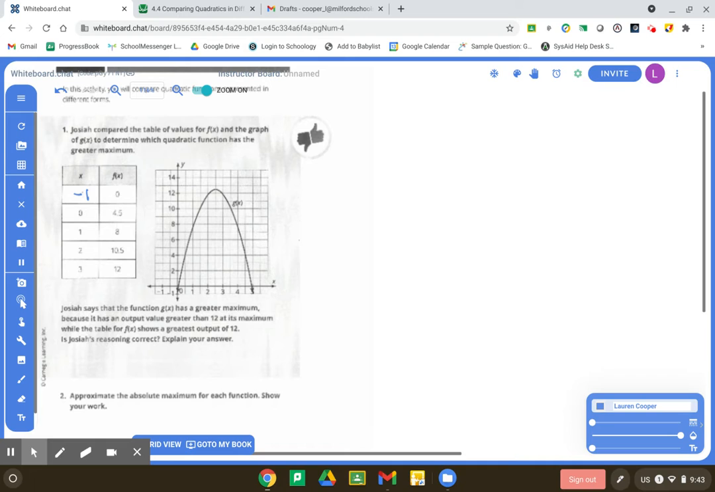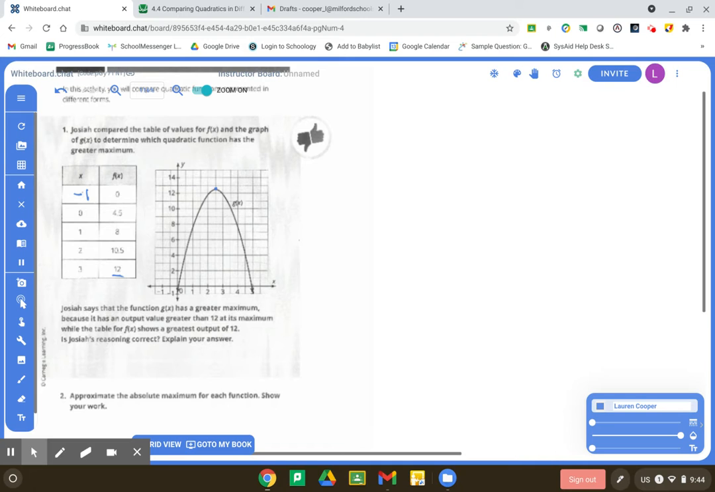So here it says Josiah compared the tables of values f of x and the graph g of x to determine which quadratic function has the higher maximum. So Josiah says that g of x, so the one that's graphed, has a greater maximum because it has an output value greater than 12 at its maximum, while the table shows the greatest output of 12. Is his reasoning correct? So what he's saying here is that it is very obvious the maximum right here is greater than 12. And what he's saying is this table stops at 12.